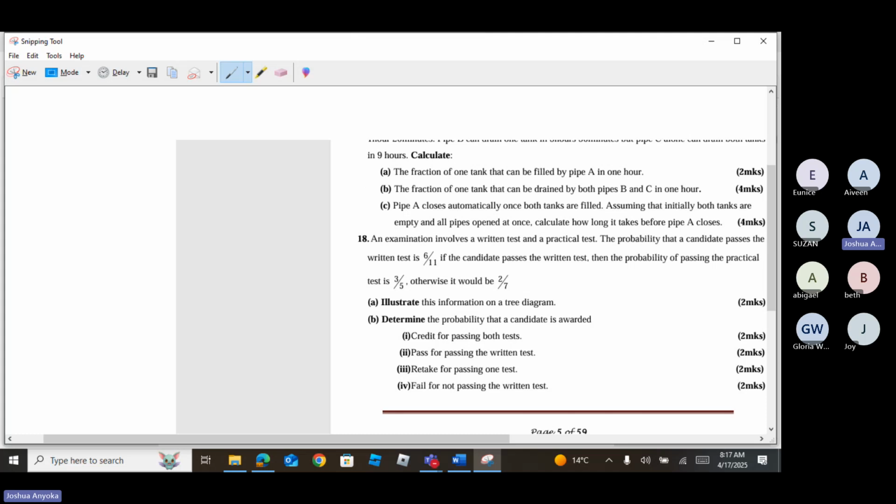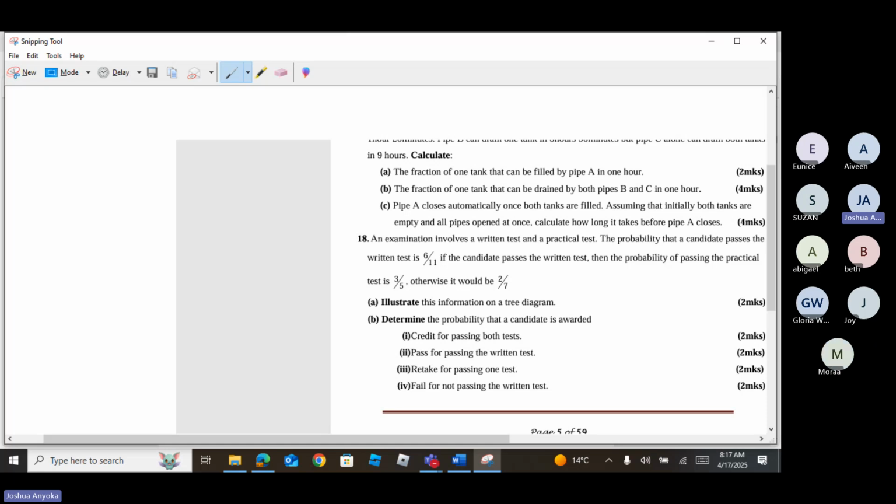Great. Probability will be very new. Every time it's all about reading and making proper understanding and getting the sense which is being communicated in the question. So, illustrate this information on a tree diagram. We tend to see where is the chance taken, where is selection, where is probability taking place, where is the event. An examination involves a written test and a practical test.